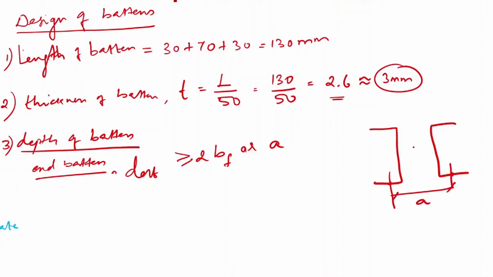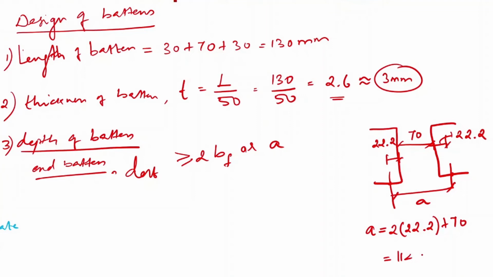Now what is the CG from the corner? It is 22.2 mm, and on this side the CG also is 22.2 mm, and the distance at which we have placed the two channels back to back is 70. So A equals twice 22.2 plus 70, that is 114.4 mm. Now what is the width of one flange? The width of one flange is 75 mm.